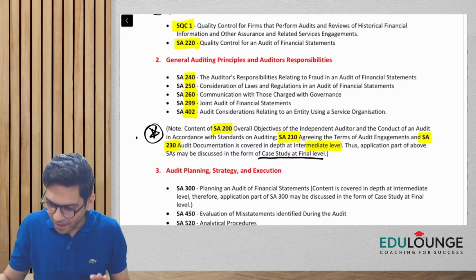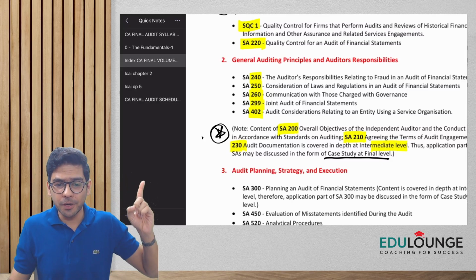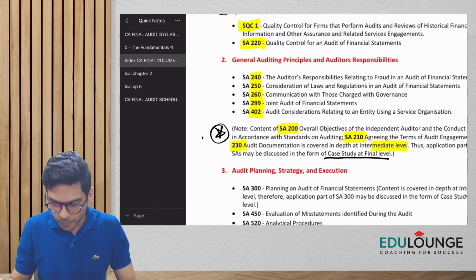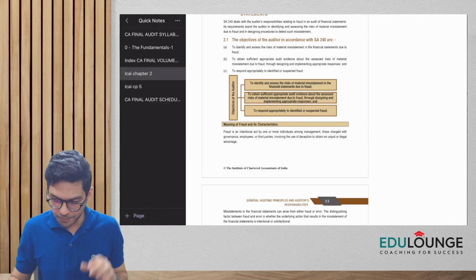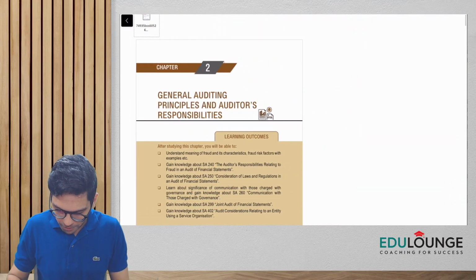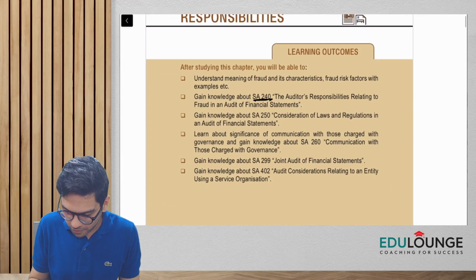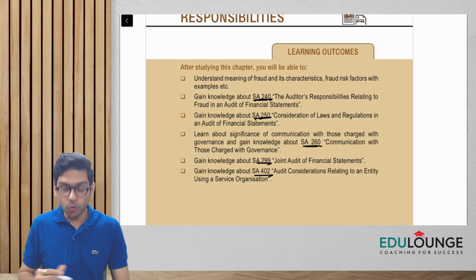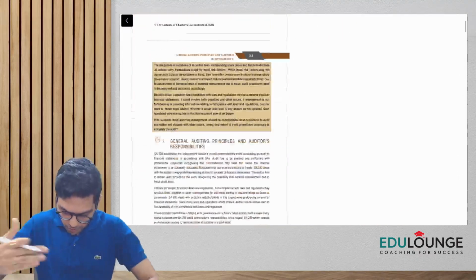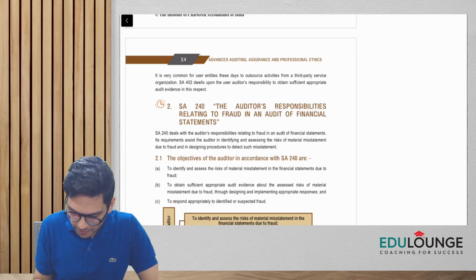But now, what I have done here is I'll open the ICAI's material of this particular chapter for you to see. So this is how the new module looks like. And as I told you, they have covered here SA 240, 250, 260, 299, 402. And if we go through the pages, yeah, they have discussed SA 240 here.